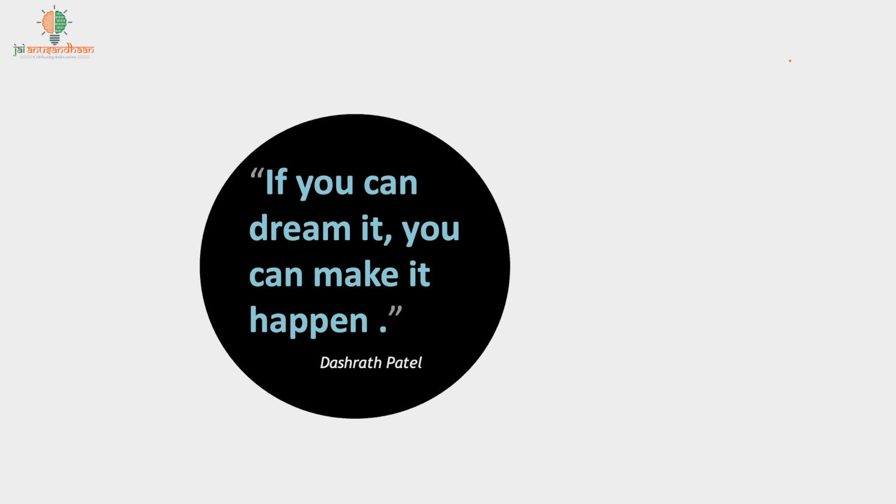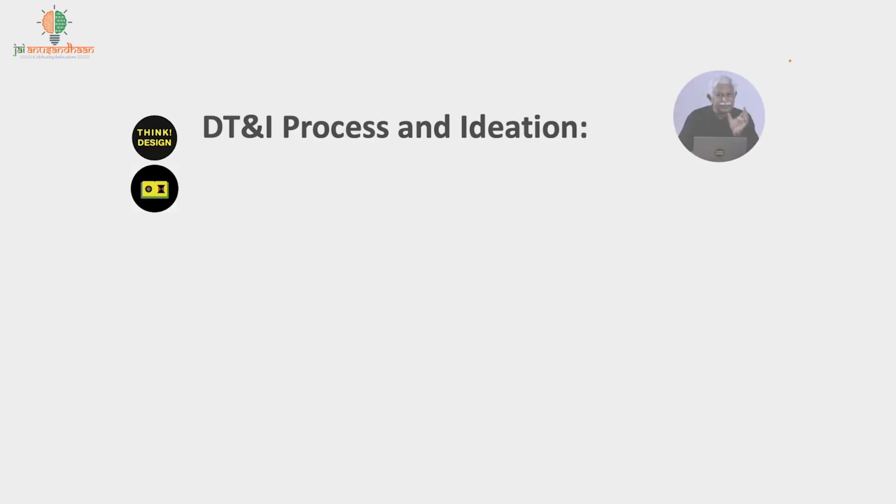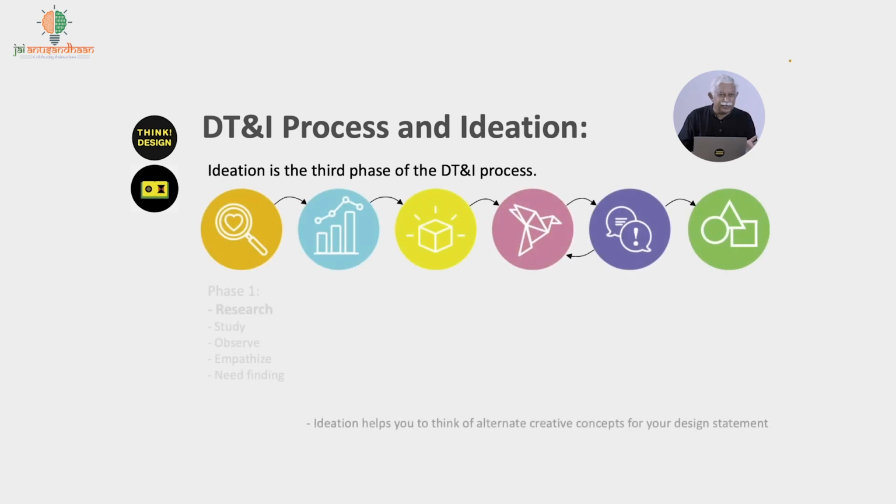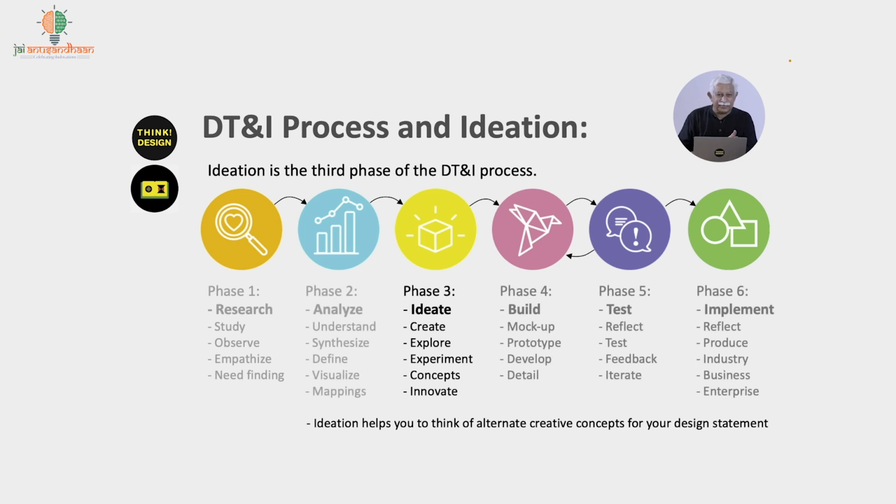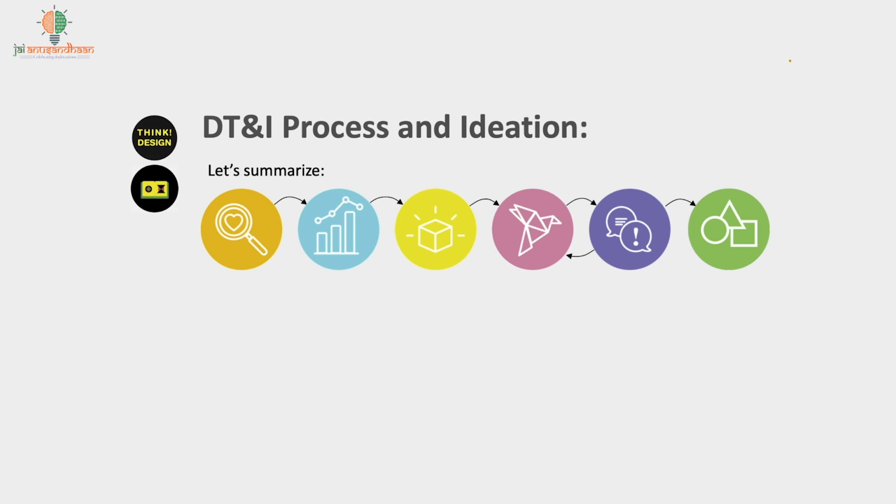So let's begin with the design process. Ideation is the third phase of the design thinking and innovation process. If you recollect, research was the first phase, analysis was the second phase, and ideation is the third phase, where you'll apply your creativity, explore alternatives, experiment with concepts, and be innovative. Ideation helps you to think of alternative, creative concepts with respect to the design statement that you've come out with.